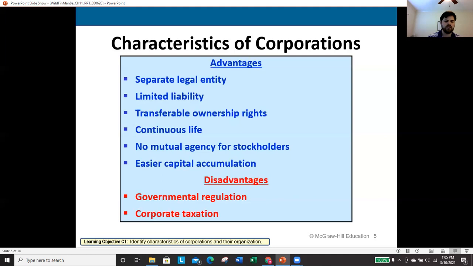Now, the downside here, there's really two big ones at least. The first is that there is a lot of governmental regulation over corporations, so that if you want to have these advantages, we will hold you to a little bit of a higher standard when we look at your reporting and how you handle things. And so there is this enhanced governmental oversight of our C Corps.